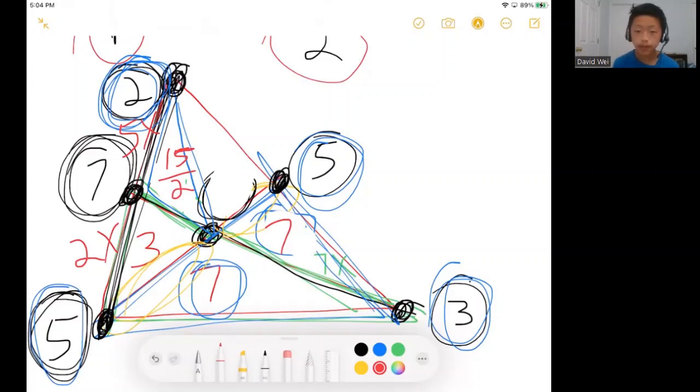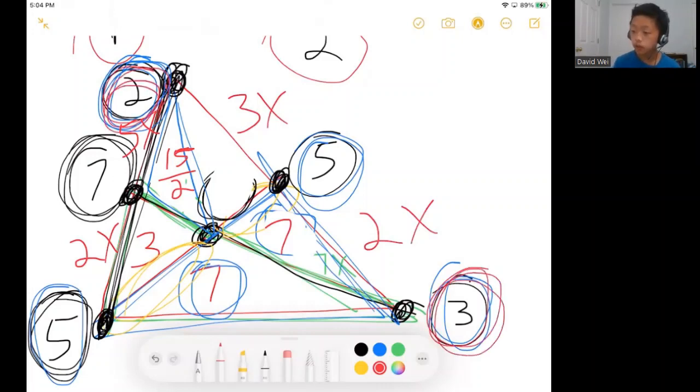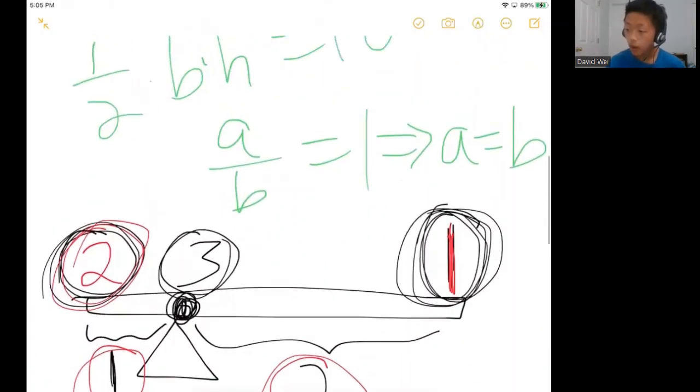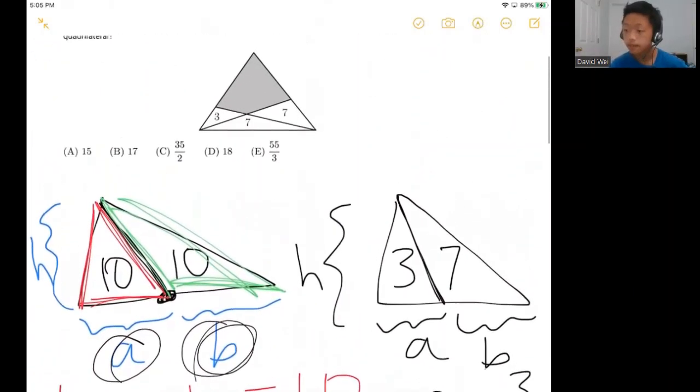And we can do a similar thing on the other side. We know that here, if this length is 3x, this length is 2x, because the masses are 3 and 2. So the ratio of the lengths is 3 to 2. Since this triangle belongs to the same triangle as that triangle, the ratio of the areas is also 3 to 2. So we do 3 halves times 7, which gives you 21 over 2 for the area of that triangle. Then the total area of that quadrilateral is 15 halves plus 21 halves, which gives you a total area of 18. And that gives you choice D, which is the right answer.